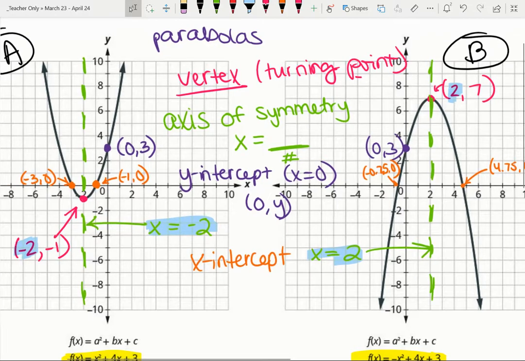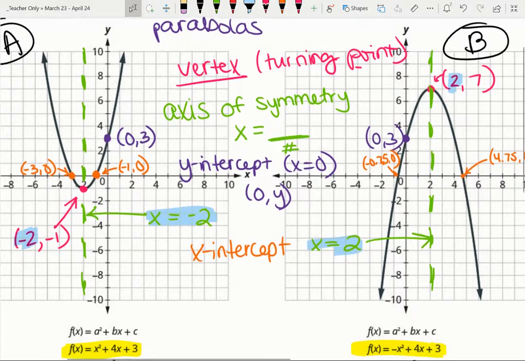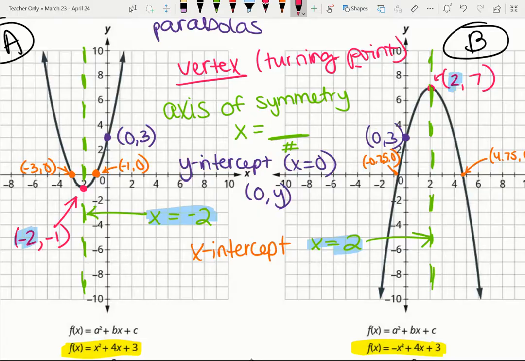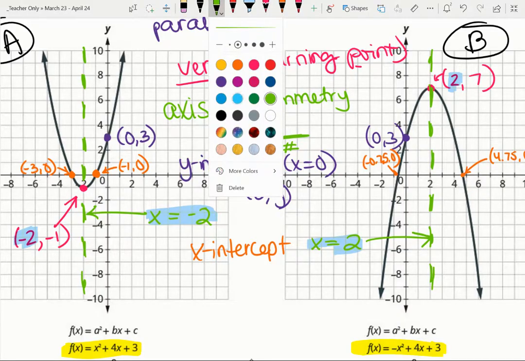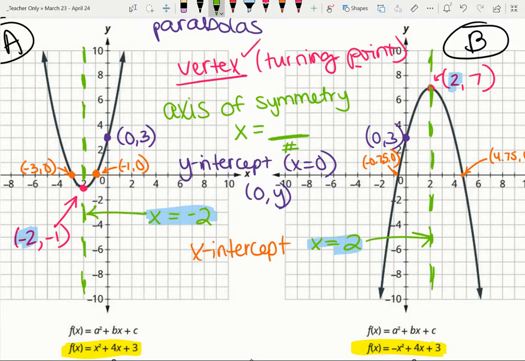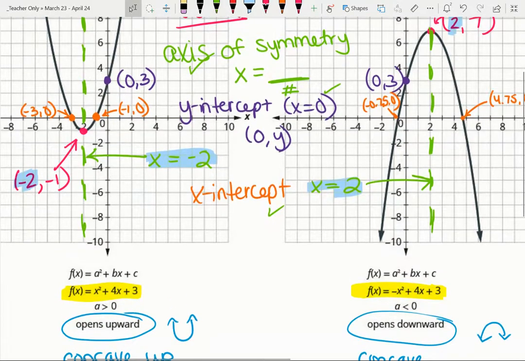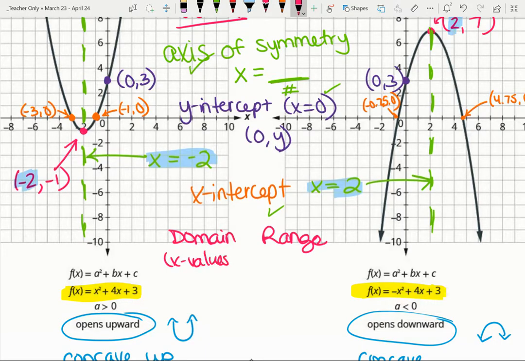And then one more thing I want to talk about here with our features. So we've talked about the vertex. We've talked about whether something is concave up or concave down. We've talked about the axis of symmetry, the y-intercept, the x-intercept, and then the last two bits and pieces that we need to talk about are the domain and the range. So remember, the domain refers to the x values of the graph. The range refers to the y values, all the y values that are allowed.